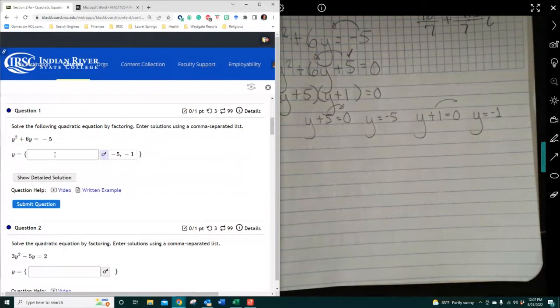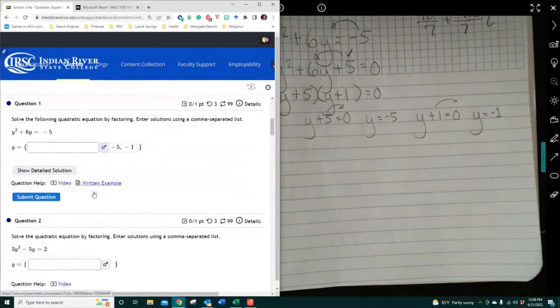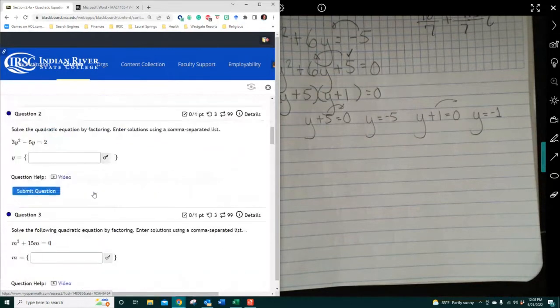What's great about the MOM is that there are also embedded videos that you can watch as well as written examples. So if you're stuck on something, watch that again, and you can get the additional support that you need.